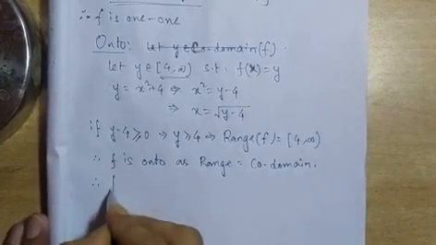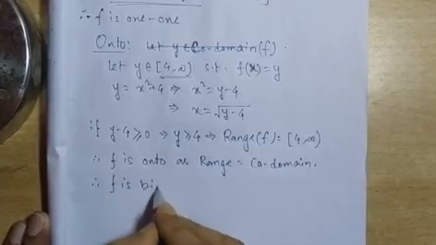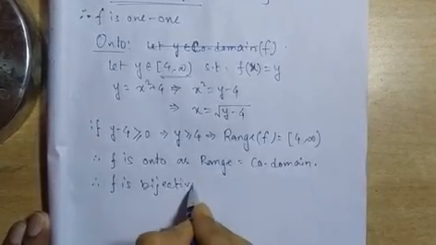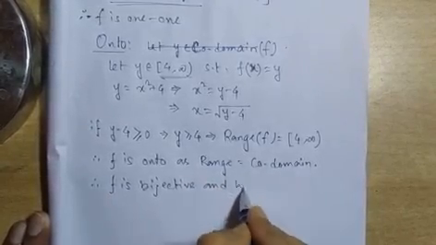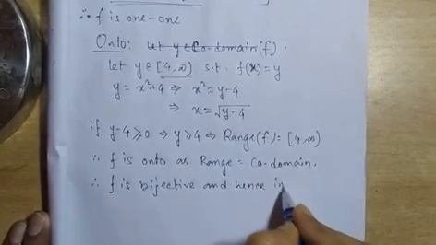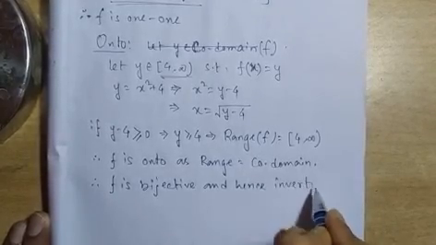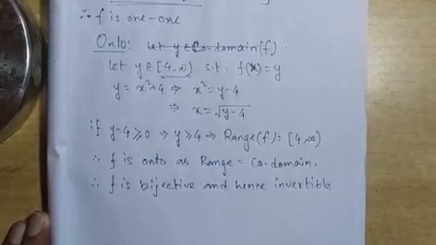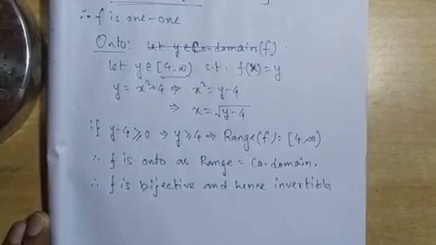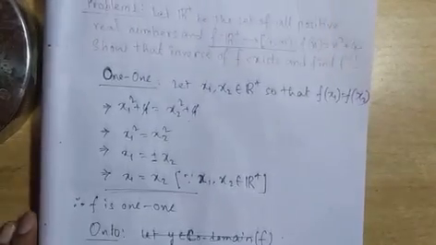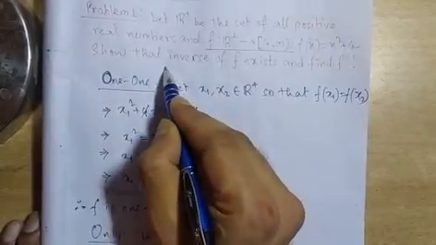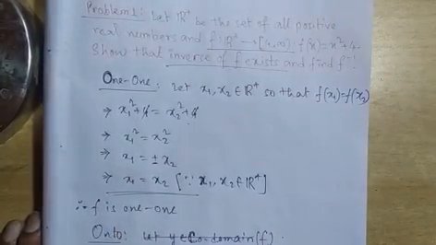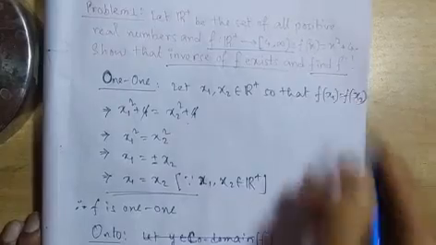Therefore f is bijective and hence invertible. Then what? We have shown that f inverse exists. Now we have to find f inverse.